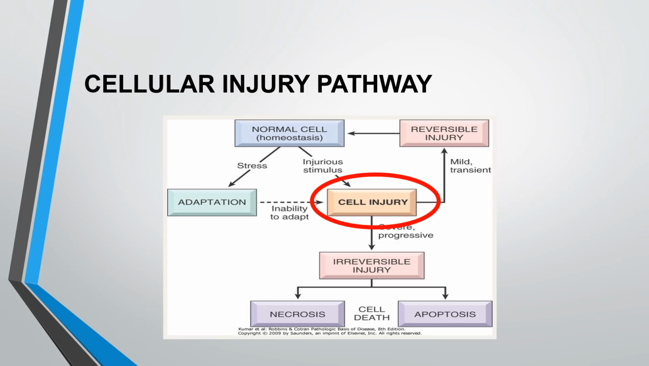If the injury is mild and temporary, we get reversible injury. Think swelling, fatty change. Not great, but salvageable. If the injury is severe or prolonged, we cross into irreversible injury, and that's the point of no return. From there, the cell dies either by necrosis, which is chaotic, inflammatory, and messy, or apoptosis, which is tidy, programmed, and controlled. So the key takeaway here is adaptation is reversible. Injury can be reversible until it isn't. That timeline matters a lot.